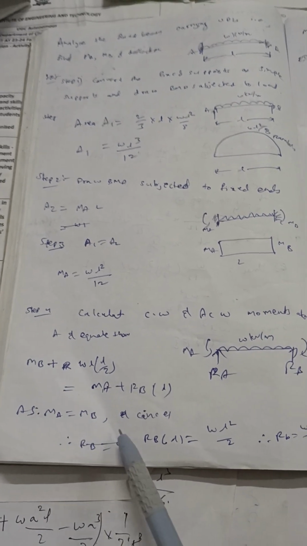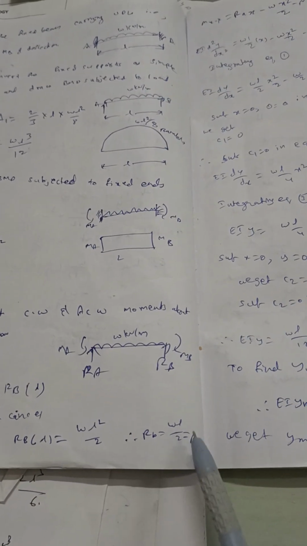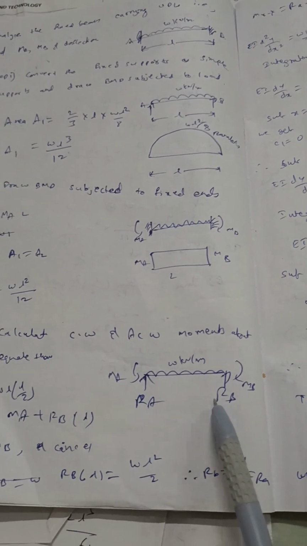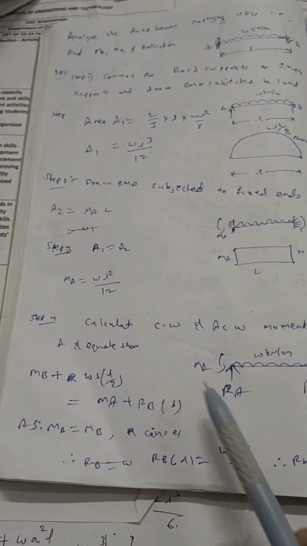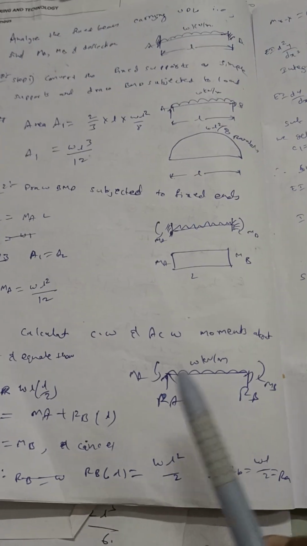Okay, as MA equal to MB, I can cancel MA, MB. If I simplify it, I will get RB as WL by 2, which is equal to RA. So RA, RB I have found out. Why do I need to find this? MA, MB I have already found. Now I need to find deflection. For that I need reactions.